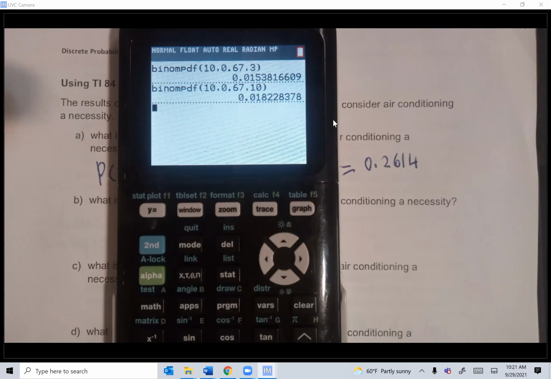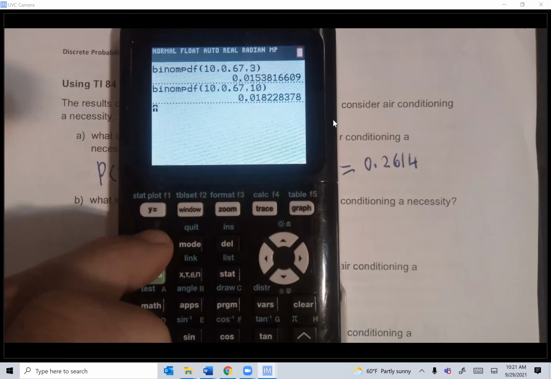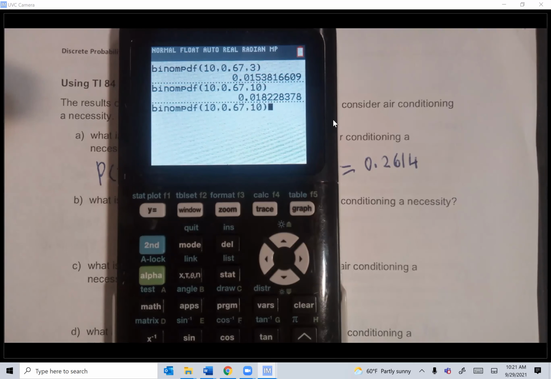Okay, which is 0.0182. I could ask you what's the probability that none of them will consider air conditioning a necessity. So it's the probability of x equals 0. So if you press second and enter, you get the formula back. Just go back and change.